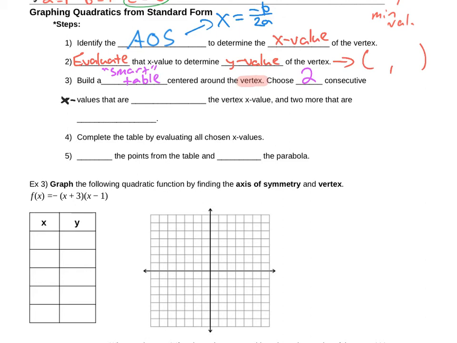You're right. Before and after, or mathematically less than, so two values that are less than the vertex x value, and then two more that are greater than. Okay, you're looking for x values on both sides of the vertex.